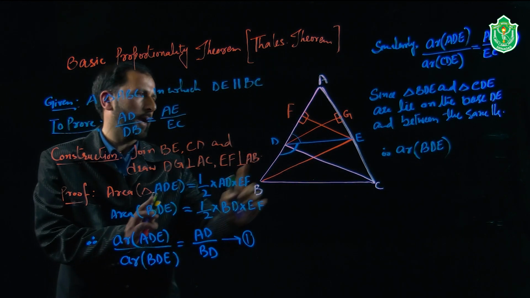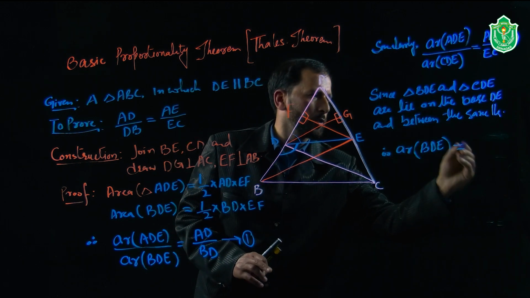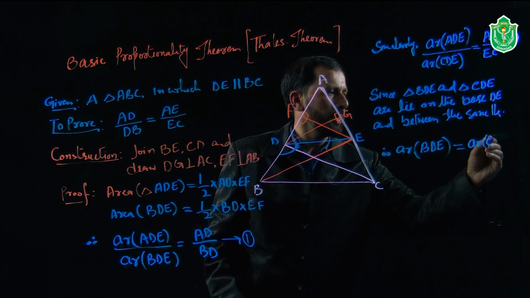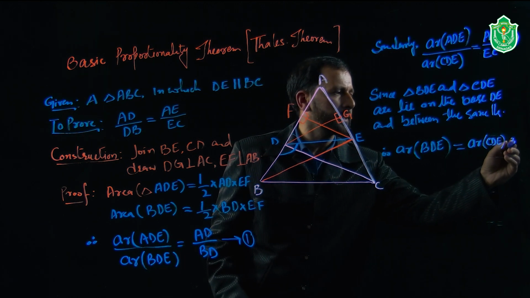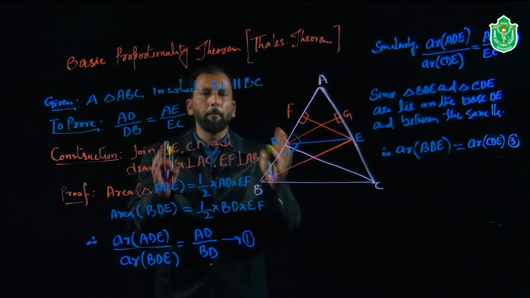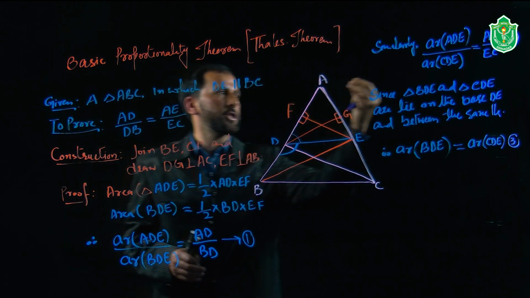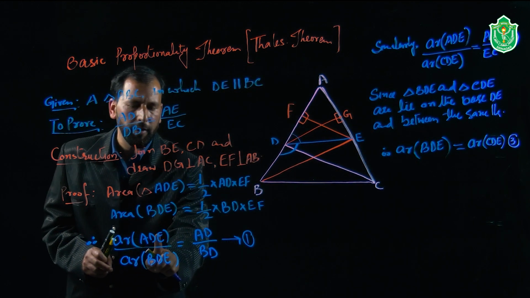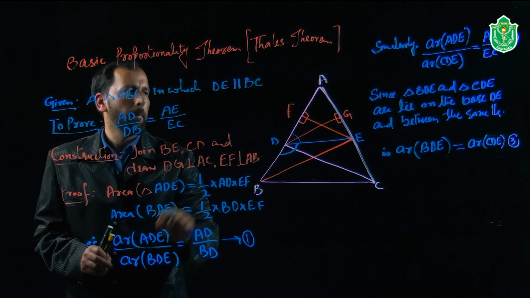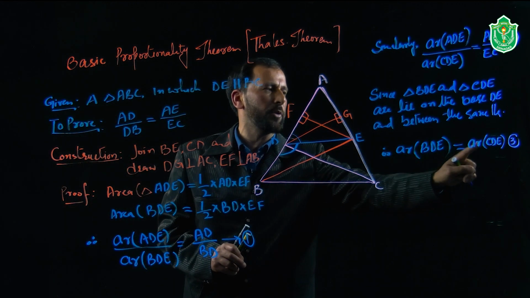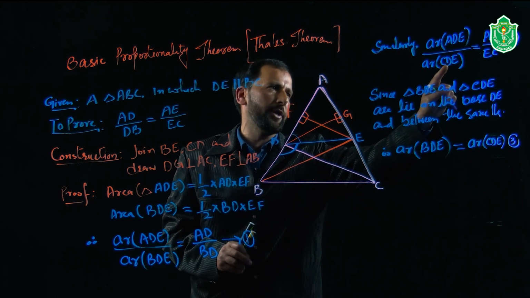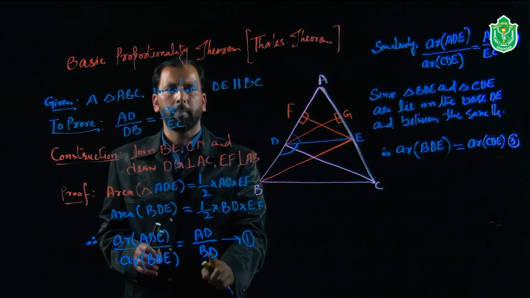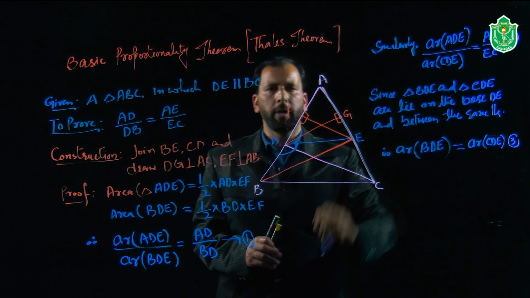The area of triangle BDE is equal to the area of triangle CDE, and we call this the third equation. Now we compare equation 1, equation 2, and equation 3. When we compare all three equations, we get area of ADE divided by area of BDE. But in the third equation, area of BDE is equal to area of CDE. In the second equation, we have area of CDE. So on comparing all three equations, we get AD divided by BD is equal to AE divided by EC.